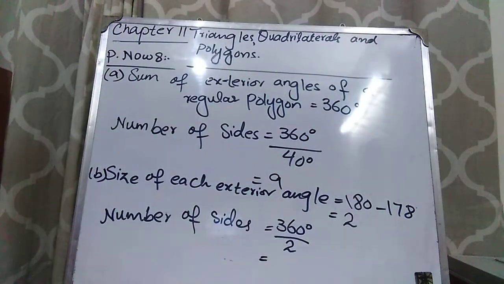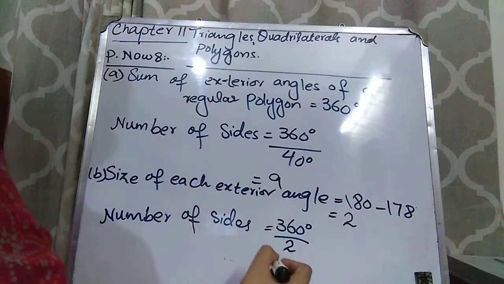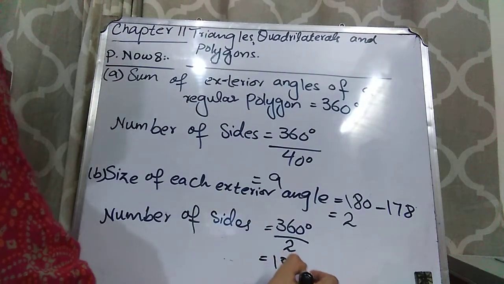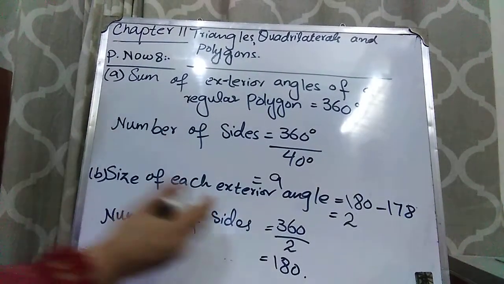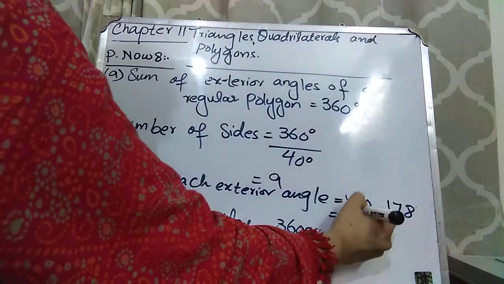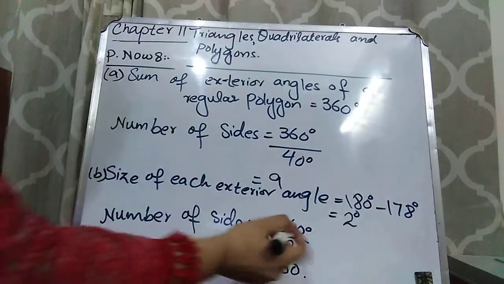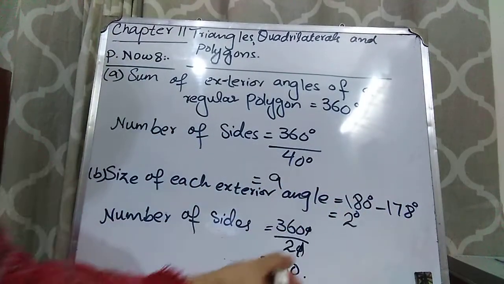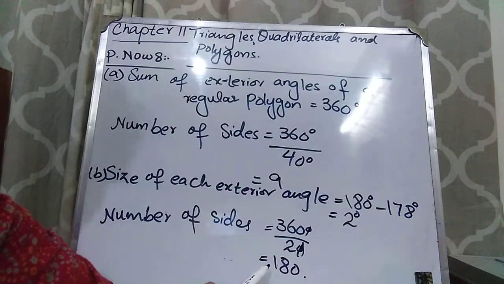Okay ji, so 360 divided by 2 will be equal to 180 degree. So the number of sides are 180. Degree and degree will cut each other, so you will put the signs of degrees. Degree and degree will cut each other. So the number of sides have come and they are 180.